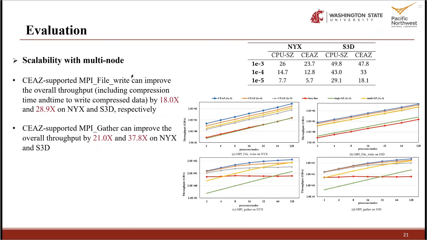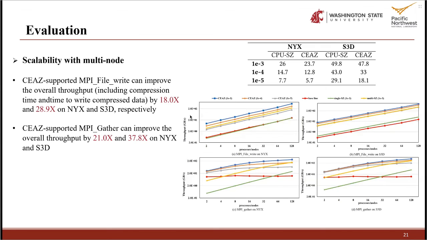Then I will talk about the scalability with multiple nodes. We evaluated the performance improvements of MPI-IO, that is MPI file write, and the MPI collective operation, that is MPI gather, with CEAZ. We conduct our experiments with up to 128 nodes, one process per node. Each node holds a copy of the dataset for compression and transmission. The compression ratio on the different error bounds is shown in the table.